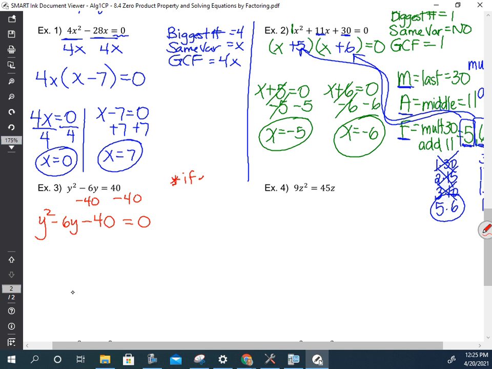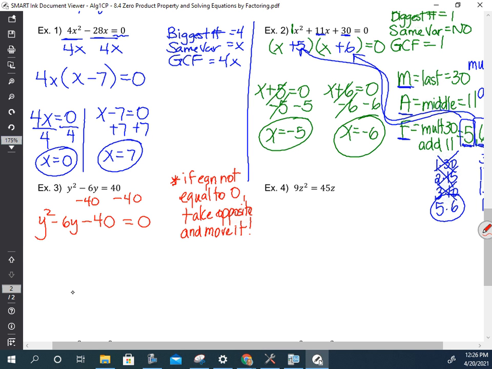So if the equation is not equal to 0, take the opposite. Isn't that what you did? The opposite of 40 is negative 40. Take the opposite and move it. You don't need my permission to do that. If it's not equal to 0, do it. So now the equation is equal to 0.